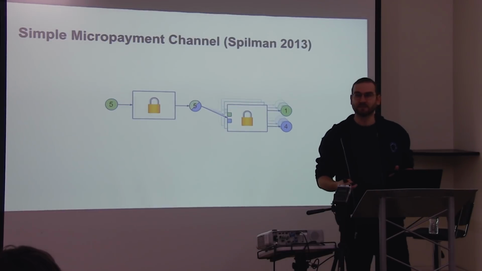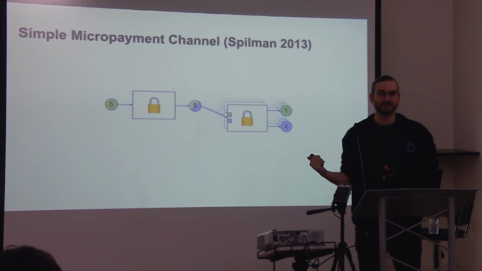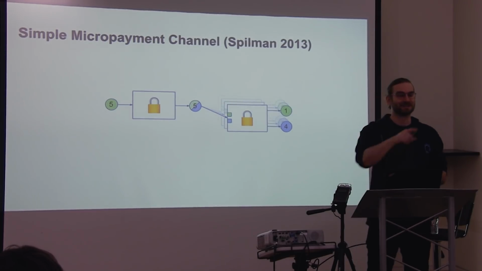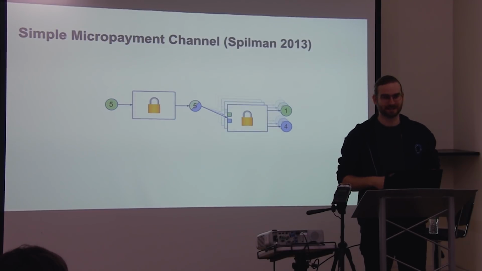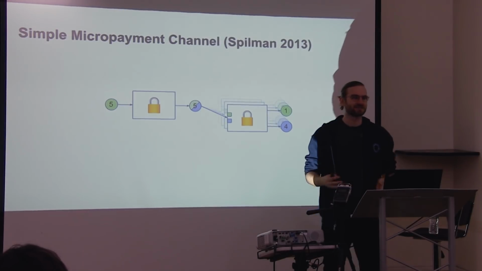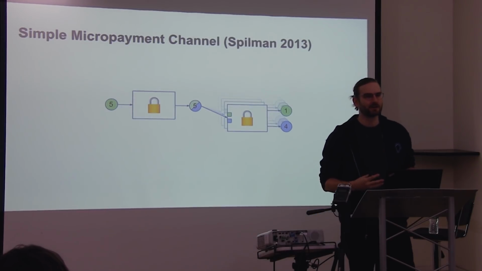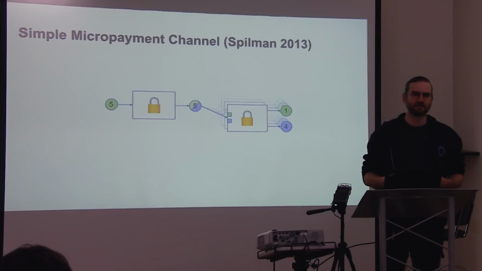So simple is good, but is it good enough? Anybody see a problem with this? Well, I know you already saw part of this. Yes, so the issue really is that these are unilateral channels. If you're the green party, you can only ever send, and the blue party can only ever receive. Why is that?